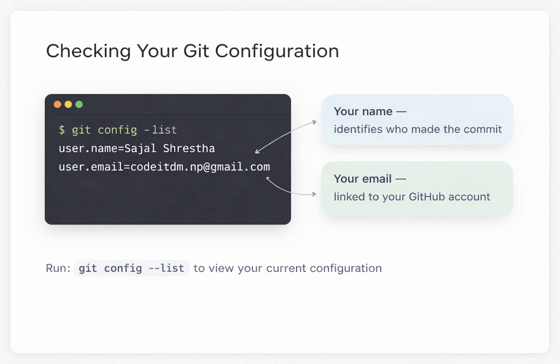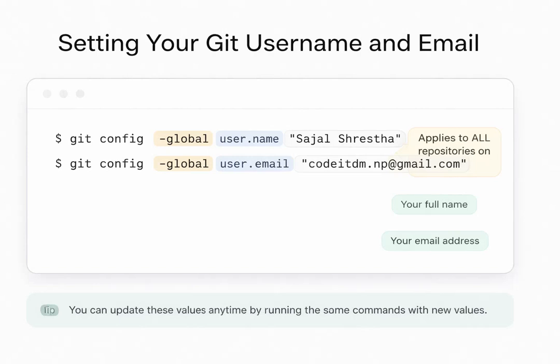These two pieces of information, your name and your email, are what Git uses to label every single commit you make. If you've never set these up, Git won't know who you are, and your commits won't be properly attributed. To set your identity in Git, you use two commands. First, git config --global user.name, followed by your full name in quotes. Second, git config --global user.email, followed by your email address.